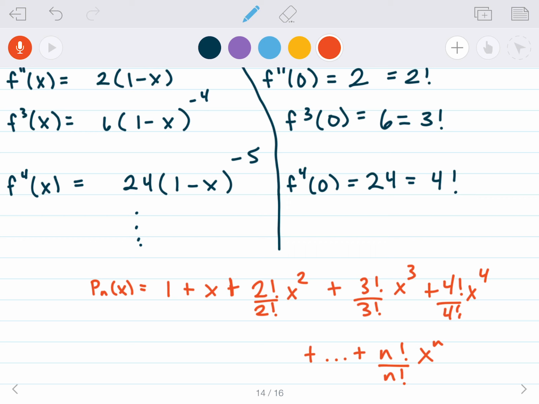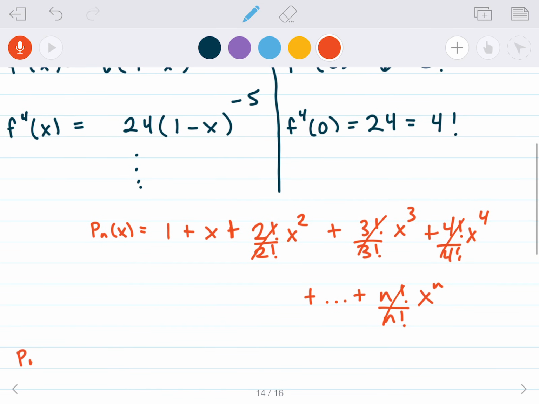All of these factorials are going to cancel out. And so this polynomial that is going to approximate this function should look very familiar to you guys, right? So 1 plus x plus x squared plus x to the third plus x to the 4 plus dot dot dot plus x to the n.